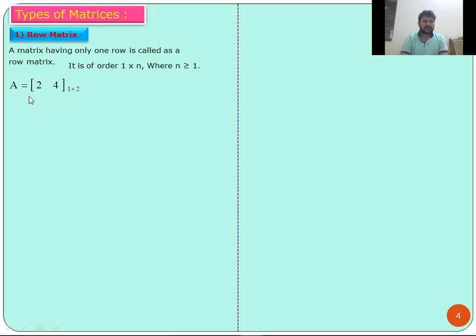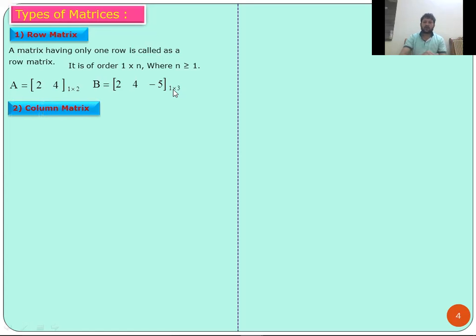Check here. First matrix A provided elements 2, 4. They are expressed in one row and 2 columns. Hence, order of matrix is 1 by 2. One more matrix you can see this. Matrix B. Elements 2, 4, minus 5. They are arranged in one row and 3 columns. Its order is 1 by 3. This is first type of matrix, row matrix. Elements are expressed in one row.